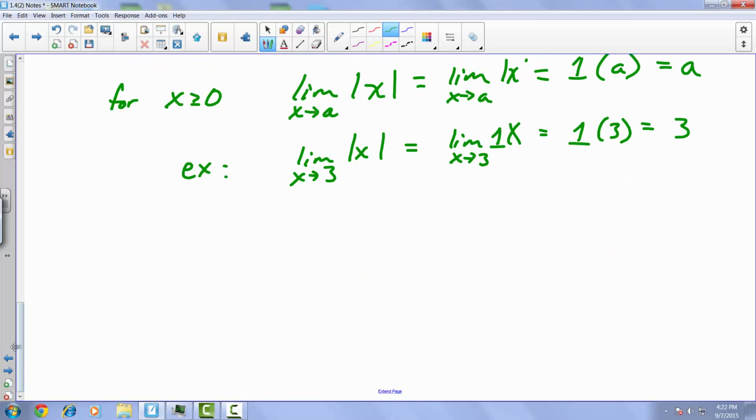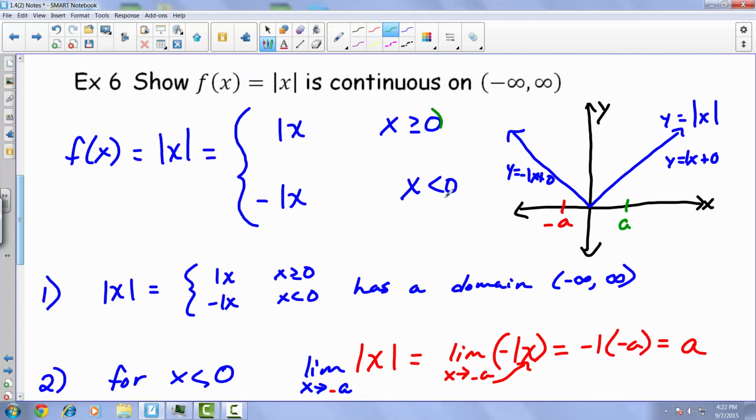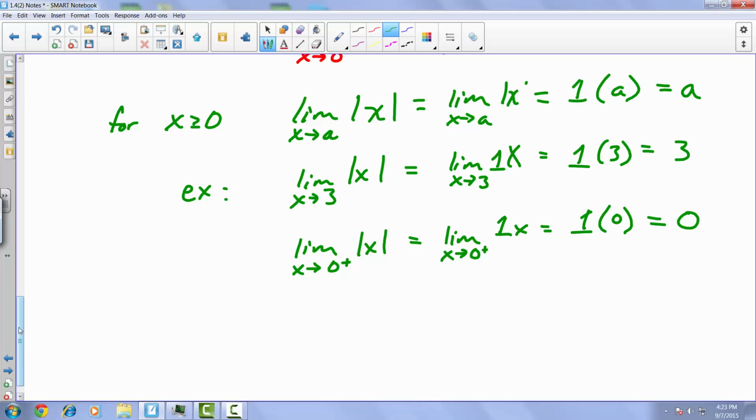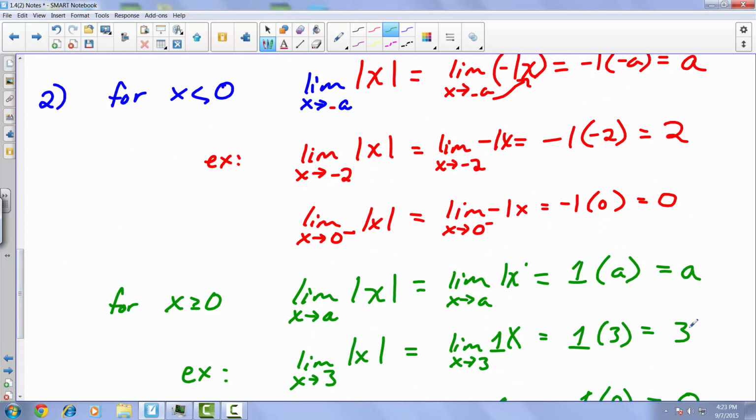Now again, trying to verify that those meet, the left side does in fact meet up with the right side, let's go ahead and show what's going on as you approach 0 from the right side. So we end up then with the limit as x approaches 0 from the right side of the absolute value function of x is equal to the limit as x approaches 0 from the right of 1x, which is equal to 1 times 0, which just comes out to be 0. So they do in fact match up. So that's a good sign that they are in fact matching up like that.